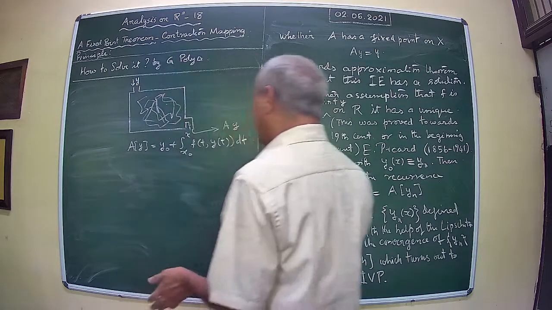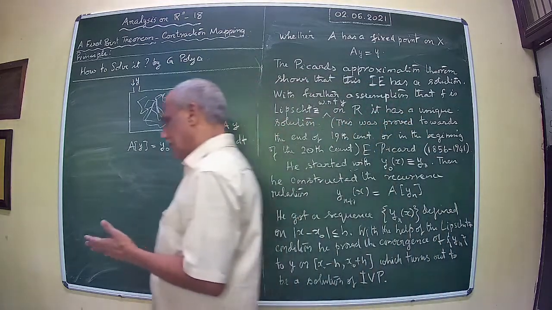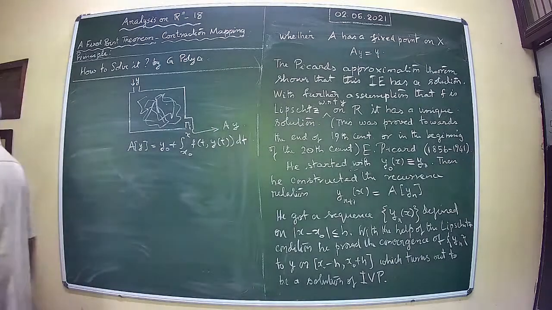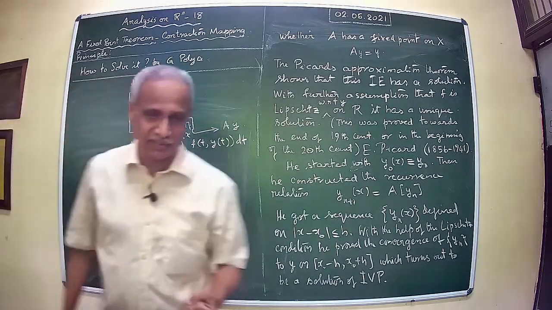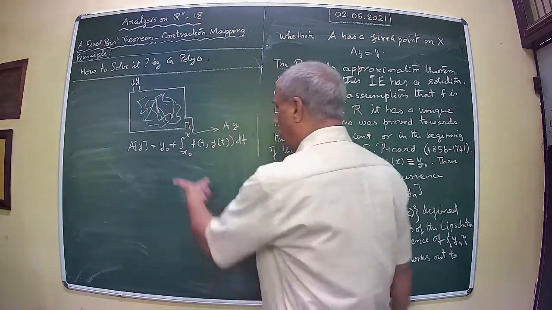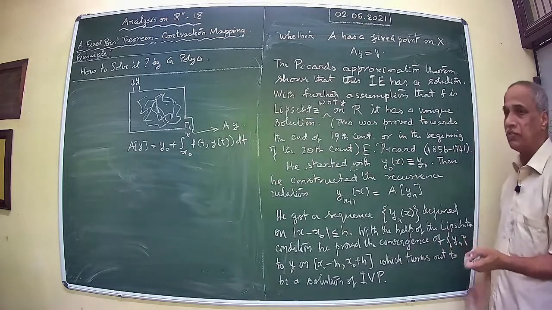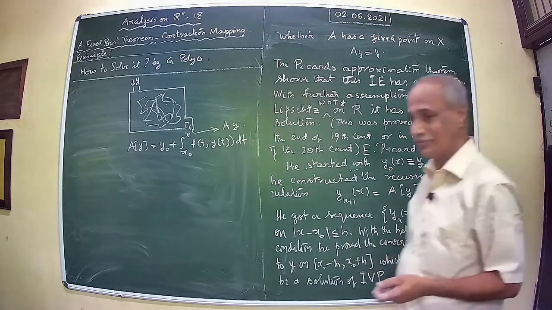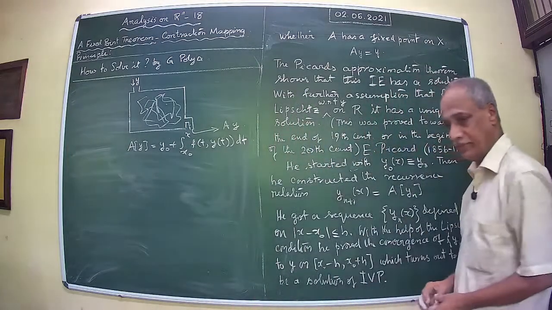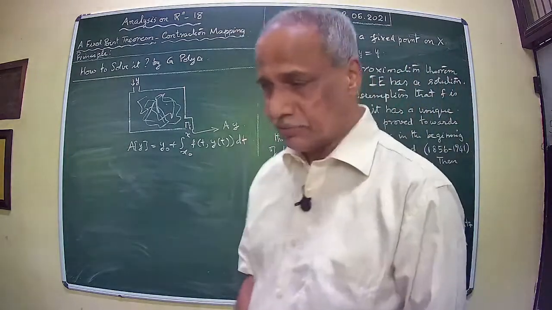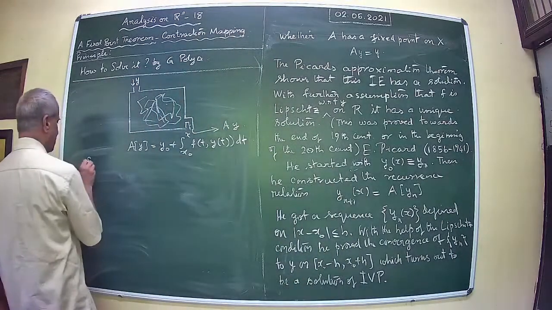So you get a sequence of functions. At each stage it is refined through your machine. So this integral equation, or this operation AY, works as a machine which keeps refining the function. So what it produces is a sequence of functions.